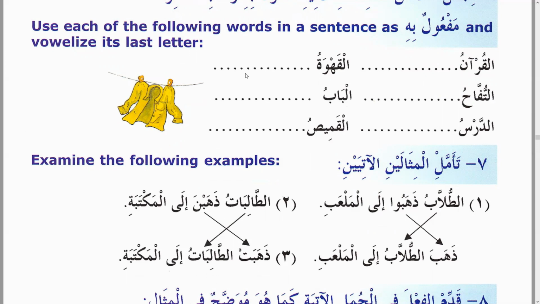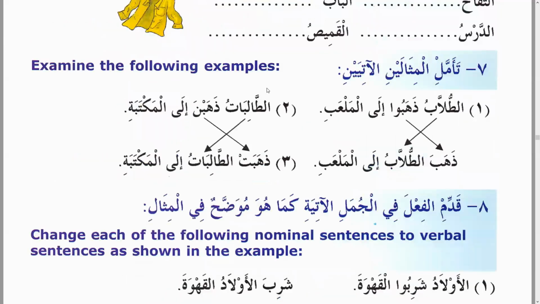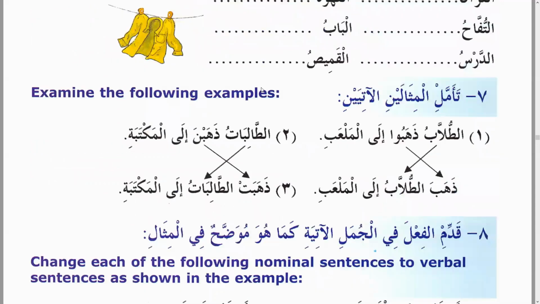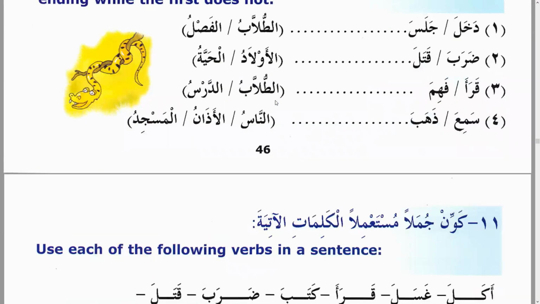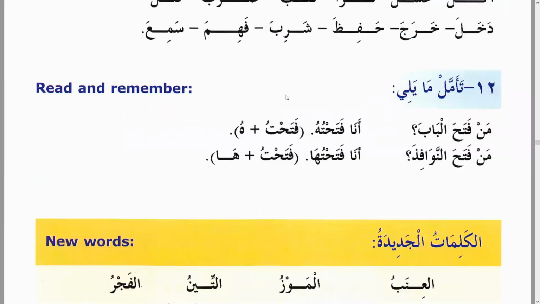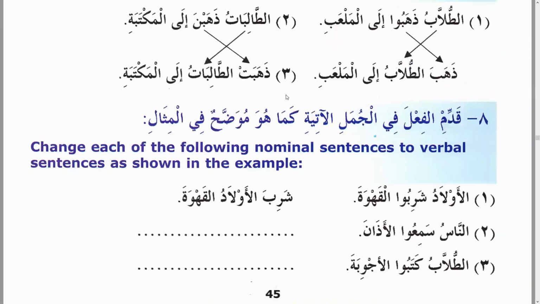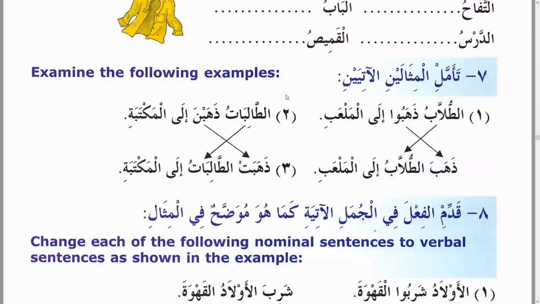So anytime this comes as an object, you have to make it mafoolun bihi. And mafoolun bihi here. Mansub, right? We have to make it mansub, inshallah ta'ala. Okay, inshallah. We can finish this lesson, inshallah. Not much. Akaltu tufaha, yes.